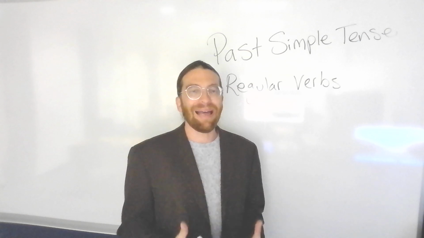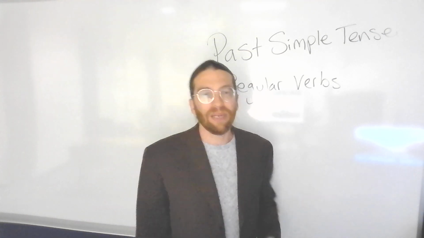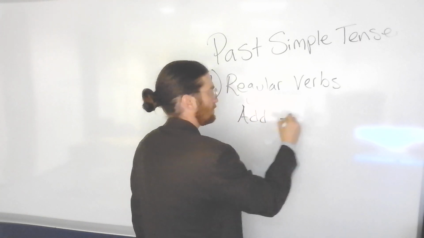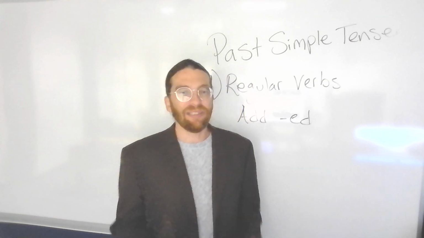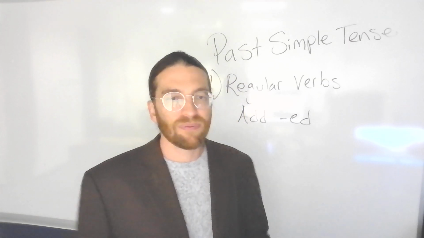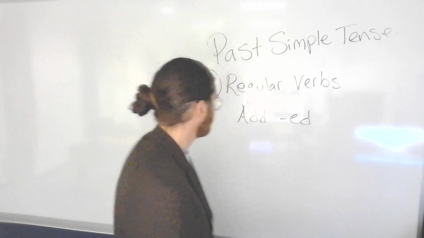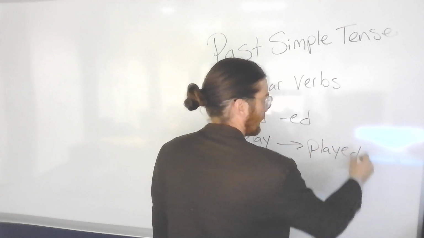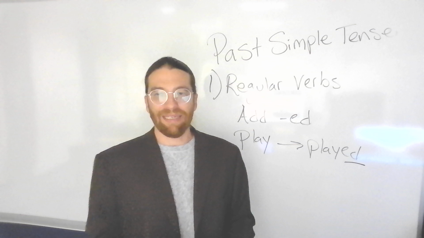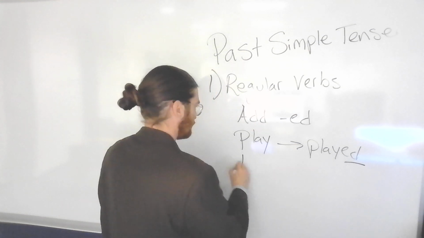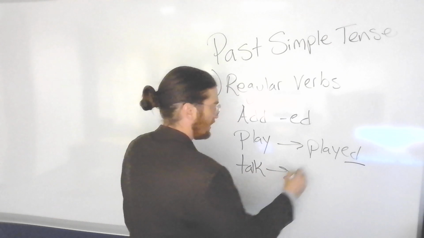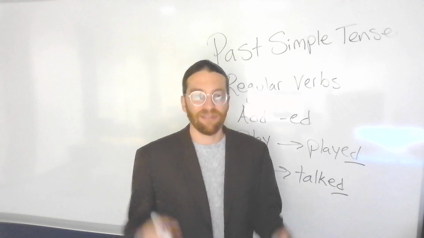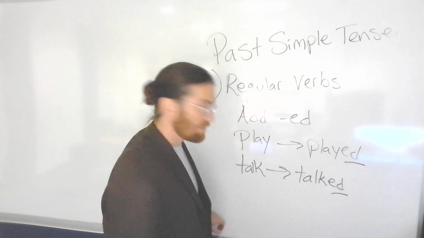To form the past simple tense with regular verbs, add ed. Add ed to the present tense verb. For example, play becomes played. Talk becomes talked. Add ed to regular verbs.